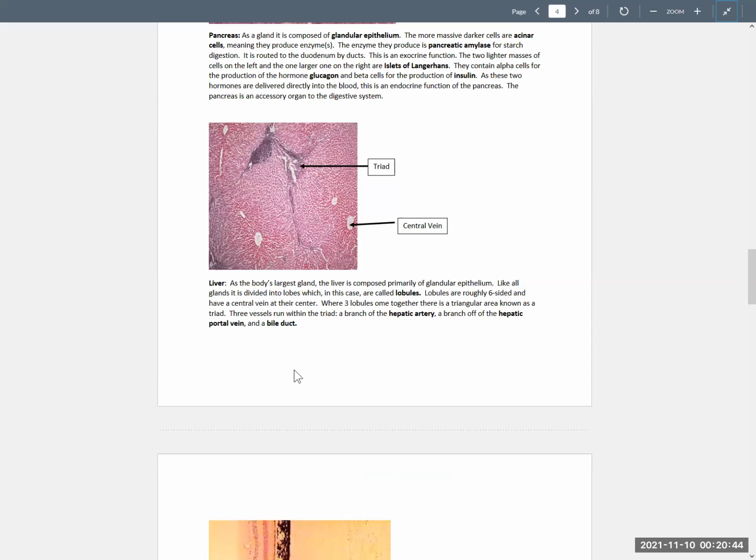Here's one of my favorites. It's the liver. It looks like so many tiles packed together, or paving stones packed together, each one with at least one, usually only one, vein in the center. All you need to do on this is identify it as liver. We're going to go over the function, we'll go over the substructure, but if you can identify that on sight as liver, well, then you know it's a gland. It's the largest gland in the body, and therefore it's made up of glandular epithelium. Okay.